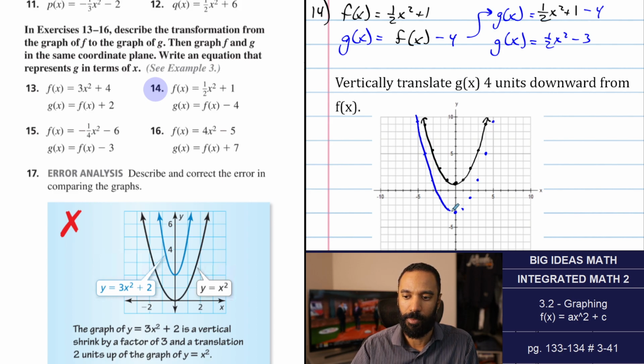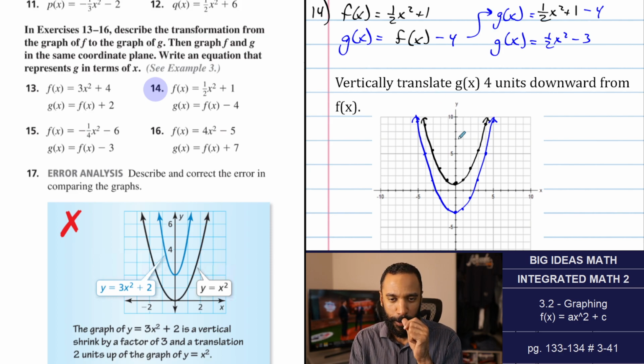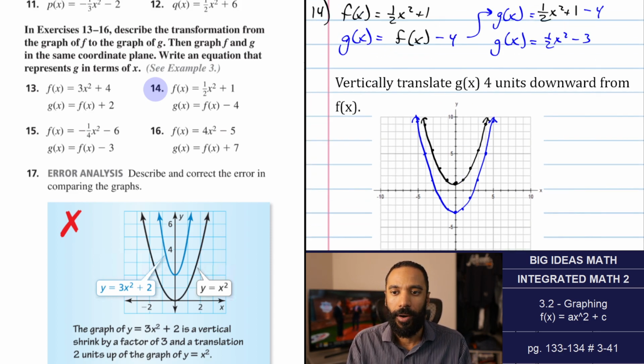And I already described the transformations. So this is translated 4 units downward. Remember, it is not wider. It does not hit more x values than the other one. This is just in our window range. And yeah, that works. Looks pretty good, actually. All right, that's number 14.